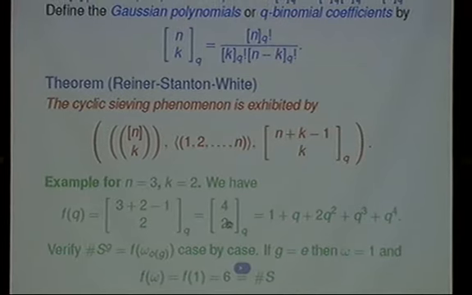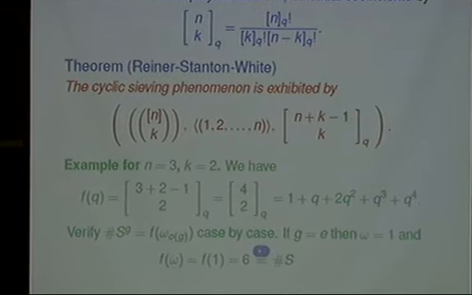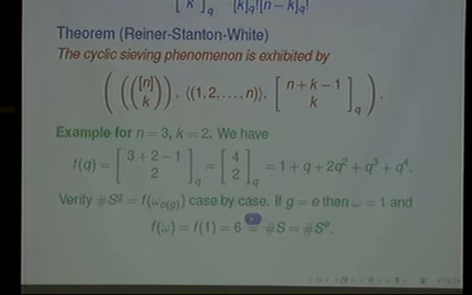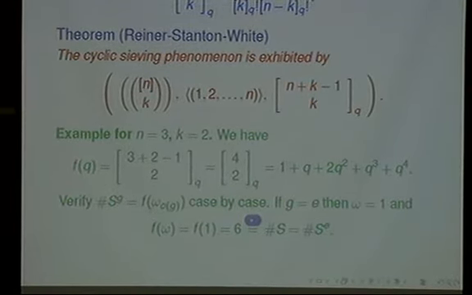So that gives me the number of things in S. But of course, that's also the number of things fixed by the identity, because everything's fixed by the identity. All of S is fixed by the identity, so it works, right? I plugged in 1, I got the number of fixed points for the identity.